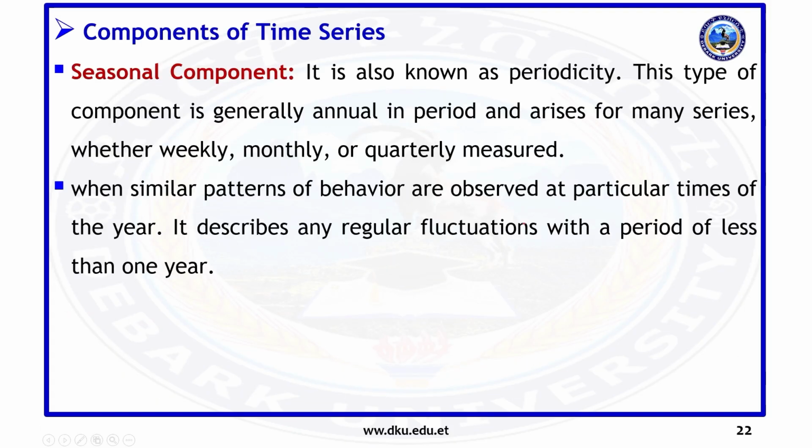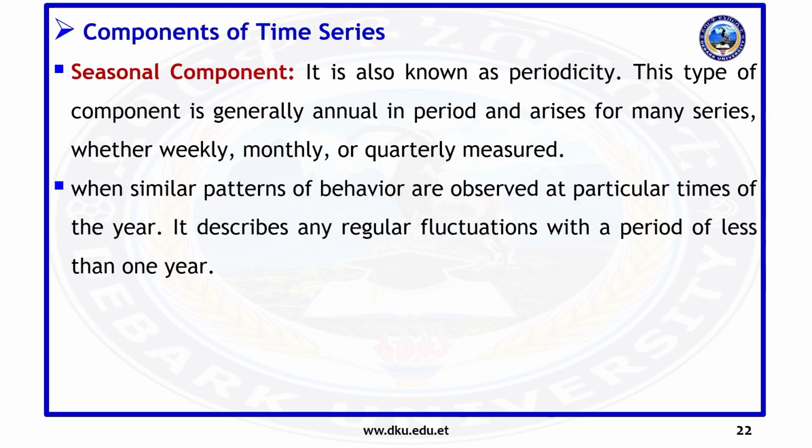The seasonal component, sometimes called periodicity, is a pattern that repeats regularly over a fixed period, usually within a year. For example, retail sales often spike during the holiday season, or electricity usage rises in the summer due to air conditioning. These are classic examples of seasonal effects. The seasonal component can appear in series measured weekly, monthly, or quarterly. The key is that we see similar patterns at specific times of the year, like winter heating trends or summer tourism peaks.